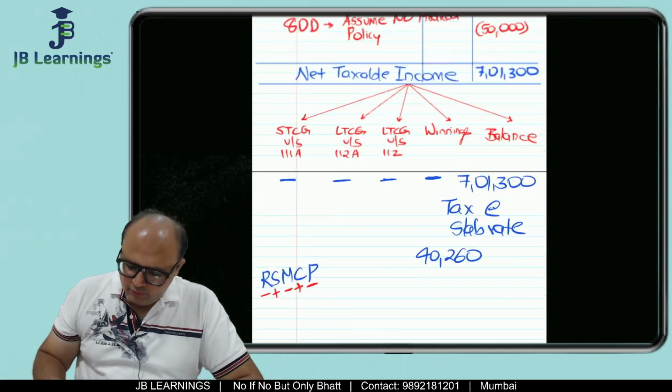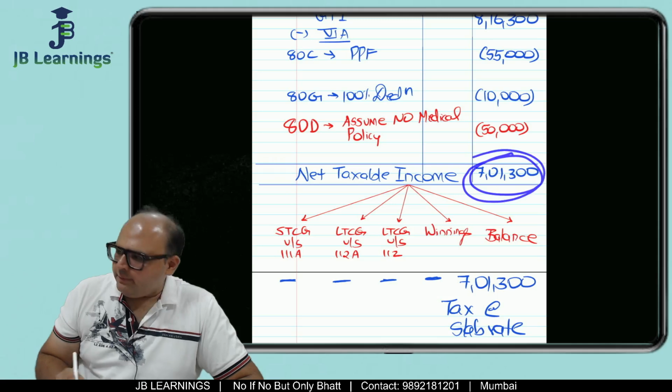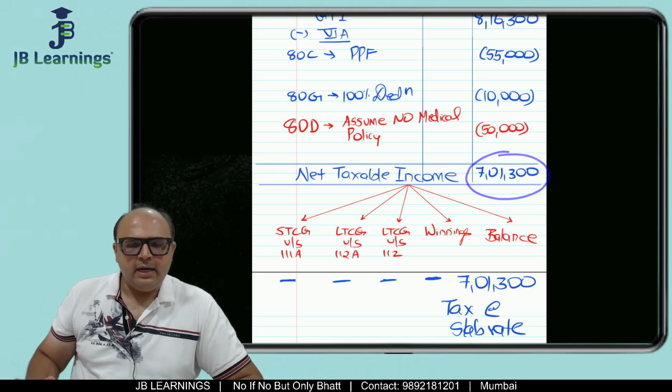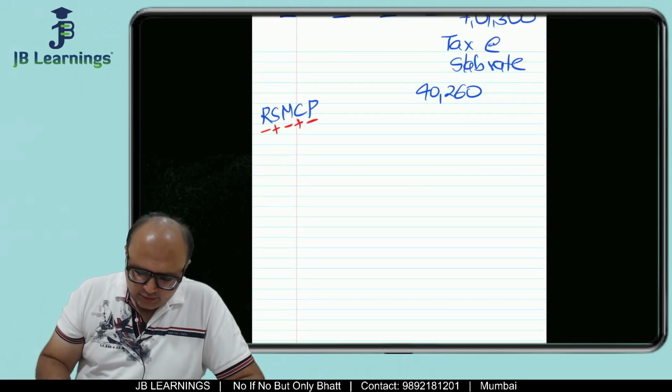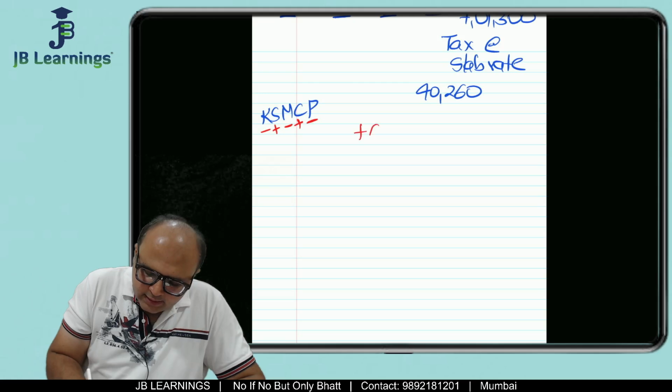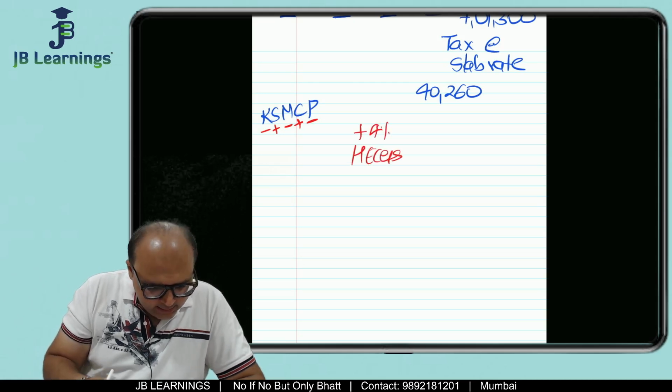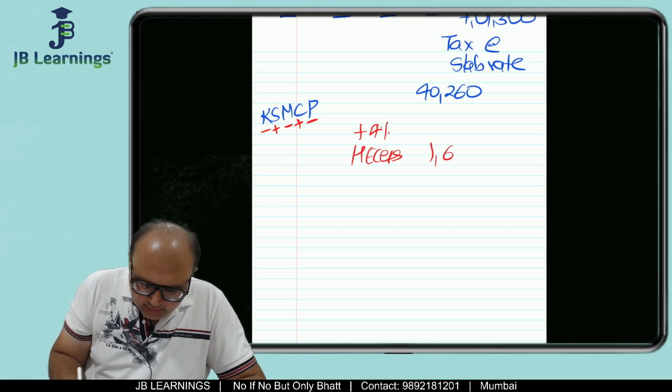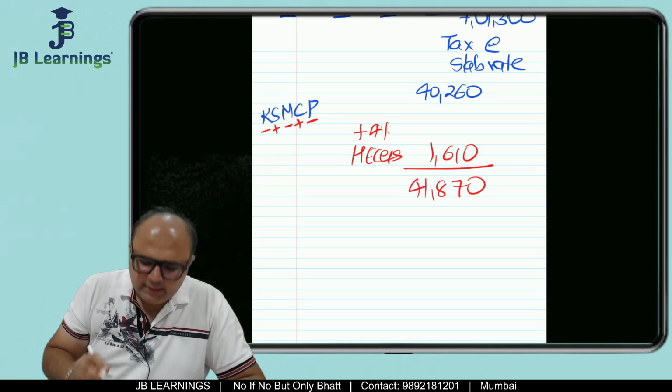So in this sum, there is no question of rebate because the amount is 7 lakh, above 5 lakh. Correct. So there is no surcharge, there is no rebate. Directly we will do 4% health and education cess. So 4% health and education cess would be 1,610. So the total amount is 41,870.